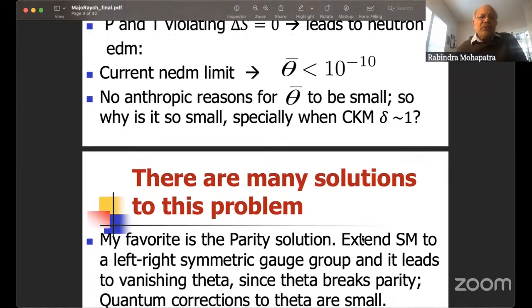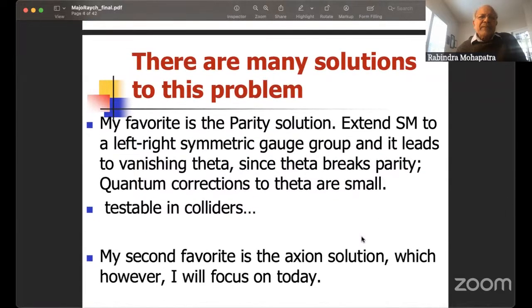Now there are many solutions to the strong CP problem. I just wanted to mention here that my favorite is the parity solution, where you extend the standard model to a left-right symmetric gauge group. Since it is left-right symmetric, in the asymptotic limit it leads to parity conservation and therefore vanishing theta. All you have to do is calculate the quantum corrections to theta, and if they are small, then that's the solution to the strong CP problem without doing too much. What we have discussed before and shown is that these kinds of models are easily testable in colliders.